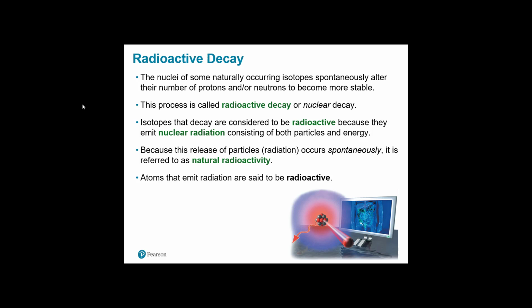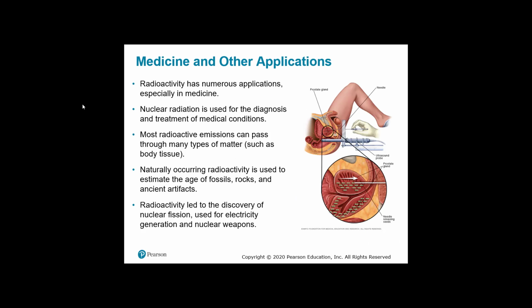Isotopes that decay are considered to be radioactive because they emit nuclear radiation, which consists of particles and energy, which we will cover in another section. Because of the release of particles, this occurs spontaneously. It is referred to as natural radioactivity. So nothing sets that off. It just happens, and we've already covered spontaneous reactions. So basically, anything that is called radioactive, the atoms emit radiation. If it emits radiation, it is called radioactive.